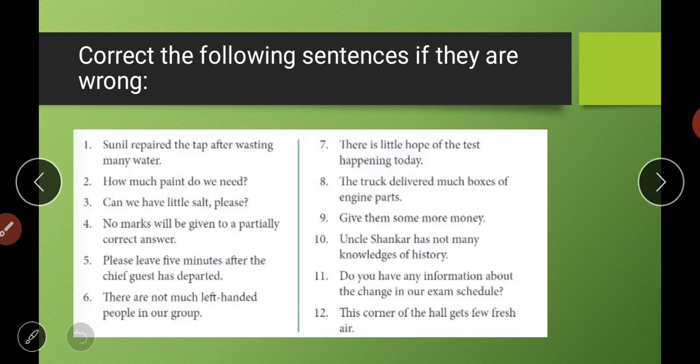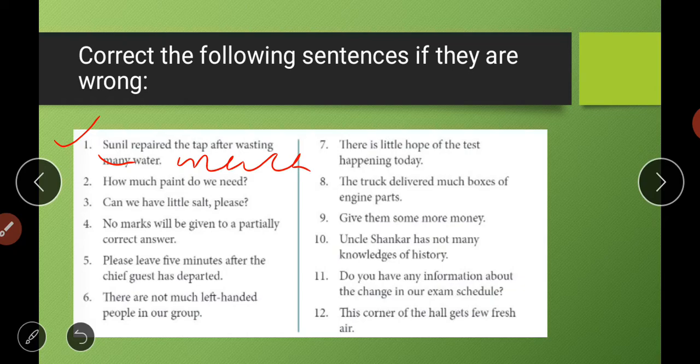Next, there is an exercise based on these. Correct the following sentences if they are wrong. Simply, we have to read the sentence and check the determiner word used in that particular sentence, and see if it is correct or not. First is, Sunil repaired the tap after wasting many water. Here this many is odd. It is looking very odd in this sentence, because water is uncountable, and with water we use the word much. So here many is the wrong word, much is the right answer.